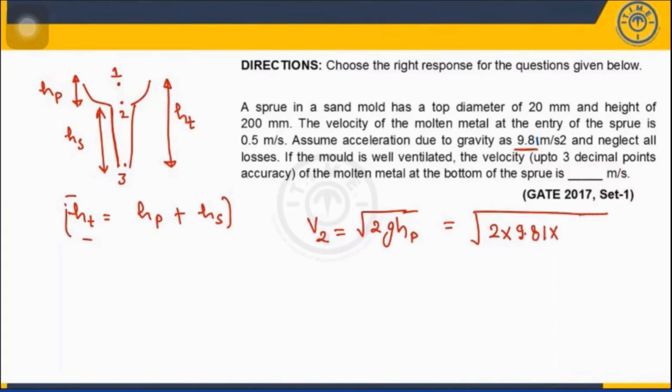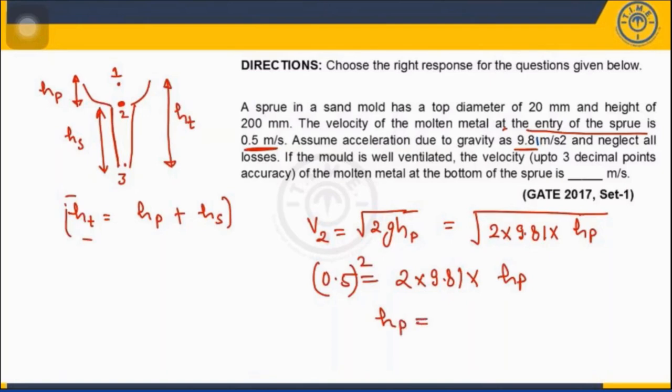H value, that is the height of pour-in basin. What is the height? The height is given or not? Okay, height is not given, but the velocity of the molten metal at the entry of a sprue is given. That means when the molten metal is entering into the sprue, the velocity at point 2 is given. Okay, so velocity is given as 0.5. So if you take the square, then it will become 2 into 9.81 into HP. So this HP value is nothing but 0.01274 meter.